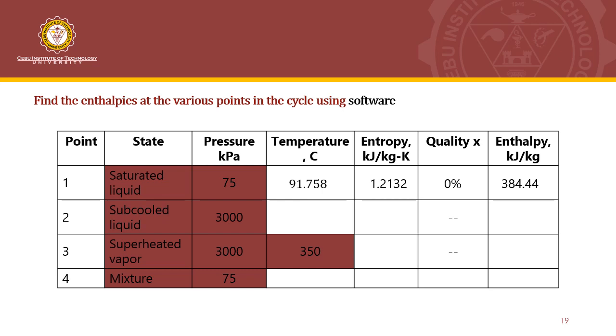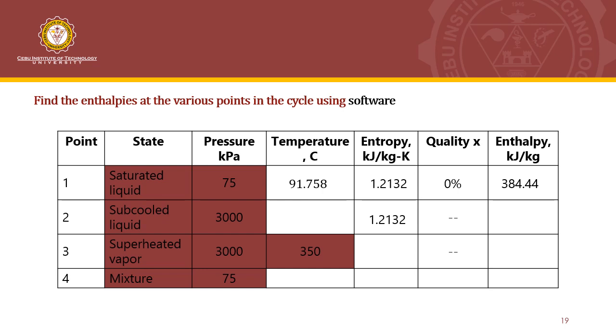You can see here that the quality at point 1 is 0% because it is pure liquid. If it is a saturated liquid, there's no vapor at all, meaning 0% vapor. We can also use the idea that the entropy at point 1 is the same as the entropy at point 2. So we can already copy the value of entropy at point 1 to point 2, and that is 1.2132.